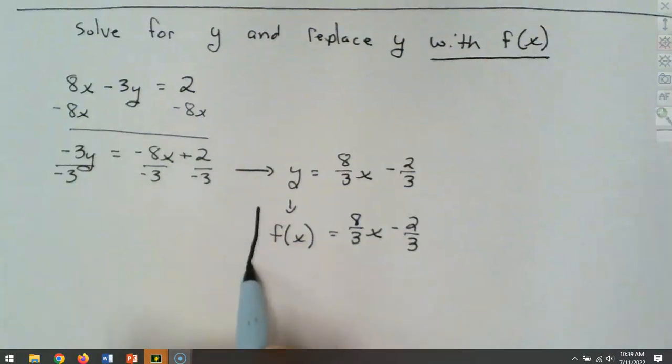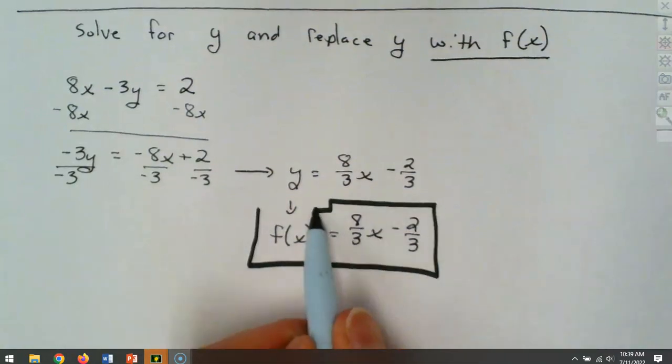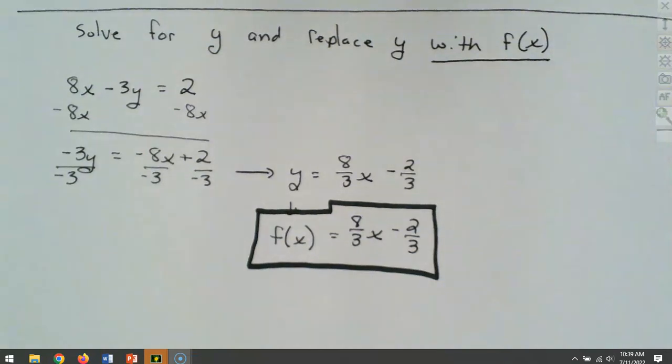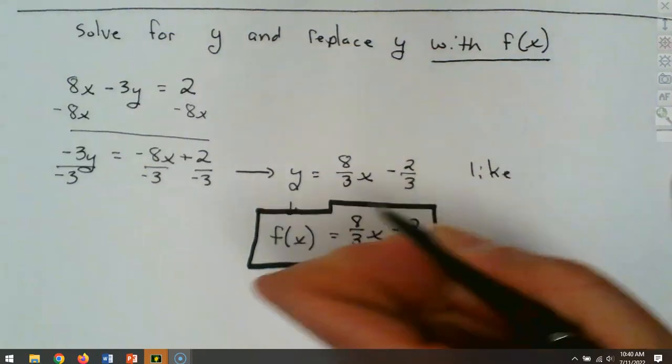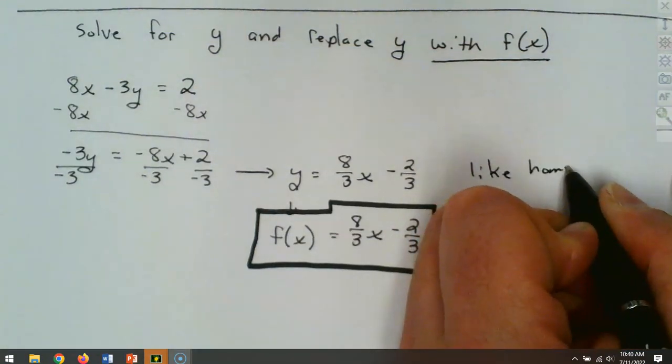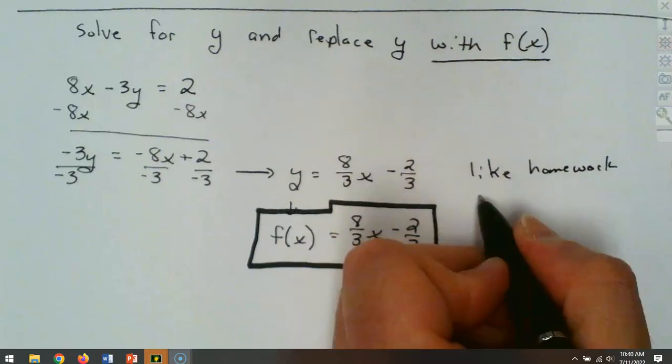And that's it. That's all you need to do. Solve it for y and replace y with f of x. And I don't think we need to do another one of these because that's pretty much straightforward. And that goes with questions 2 and 9. And they're pretty much the same. Solve it for y, replace y with f of x. So this is going to be like homework 2.3, questions 2 and 9.